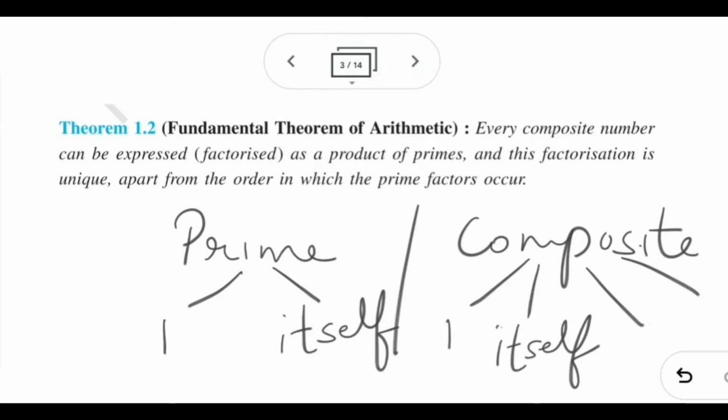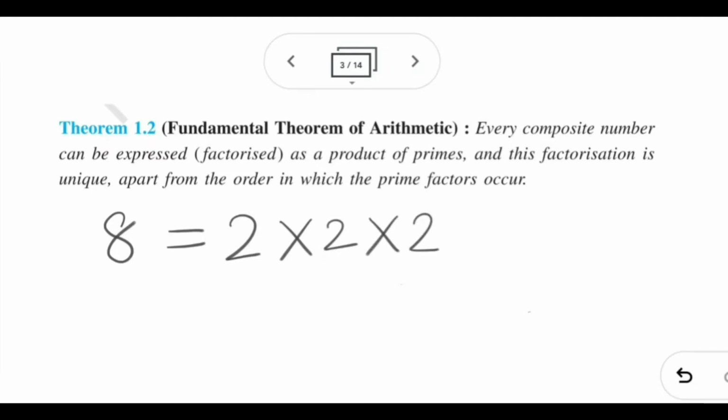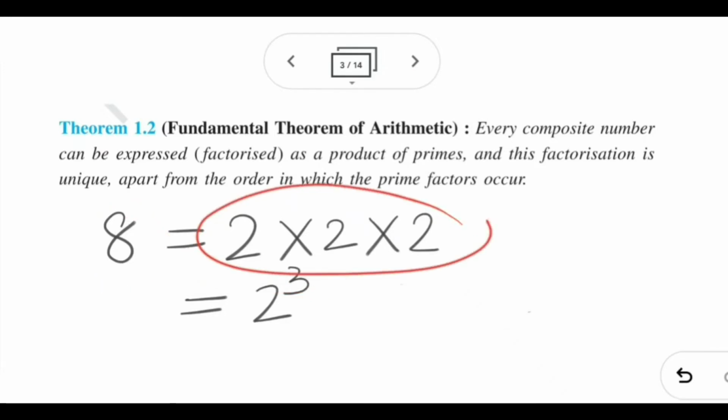Now let us take an example of a composite number. For example, we take 8. How can we write 8 as a product of primes? We know 8 appears in the 2's table. We can write 8 as 2 into 2 into 2. 2 is a prime number. So we can write 8 as a product of the prime number 2, and this can further be written as 2 raised to power 3, as 2 is appearing 3 times here. So 8 can be written as 2 into 2 into 2 or 2 raised to power 3.